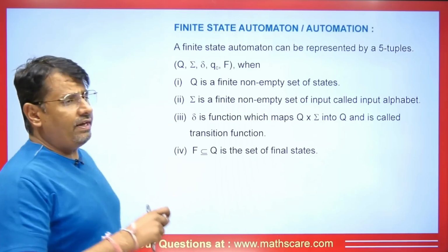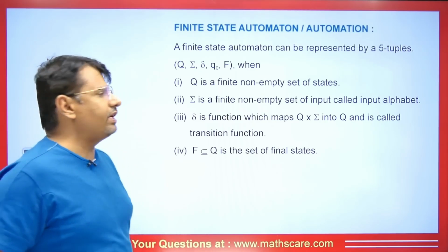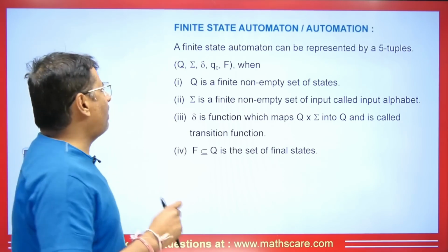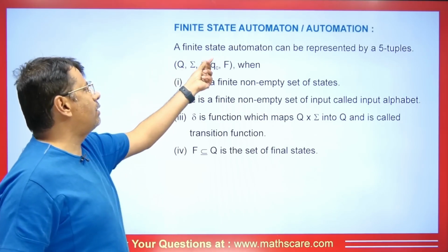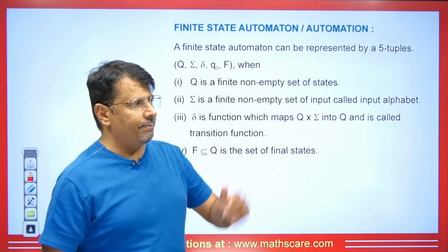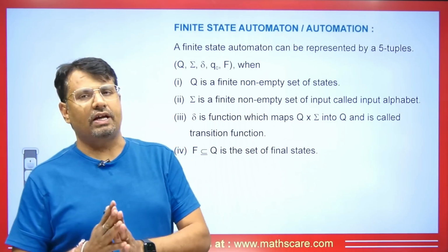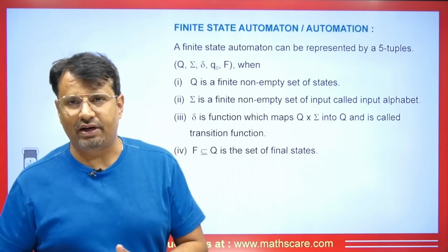What's the meaning of automata? There's a small difference between automata and machine. The finite state machine has 6 tuples, whereas this has 5 tuples. We have 5 tuples: Q, Sigma, delta, Q0 and F. I've uploaded a video on the finite state machine. You can watch it, because you need to understand finite state machine before finite automata. Both have a few same concepts.